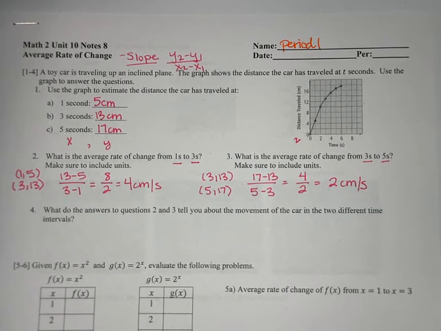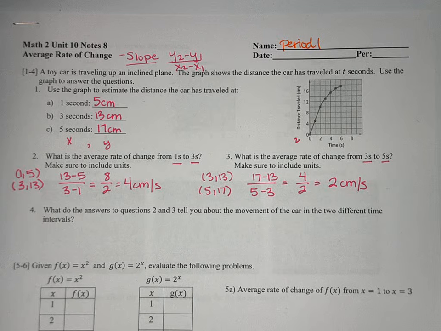3. All right, so looking at numbers 2 and 3, what would you say is happening to our toy car as time goes by? Chase says it slows down. Anyone else want to offer an opinion? Anyone agree with Chase? Max, you agree? Yeah. All right.